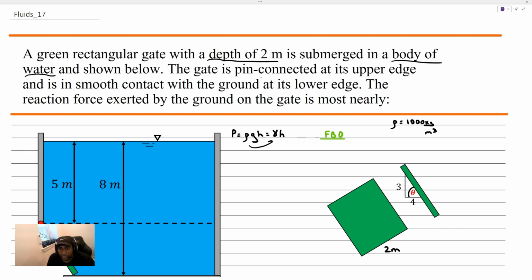Now it says that it's pin connected at its upper edge and that it's in smooth contact with the ground at its lower edge.